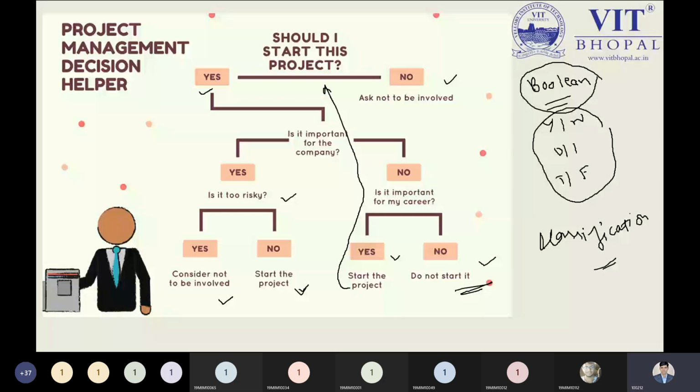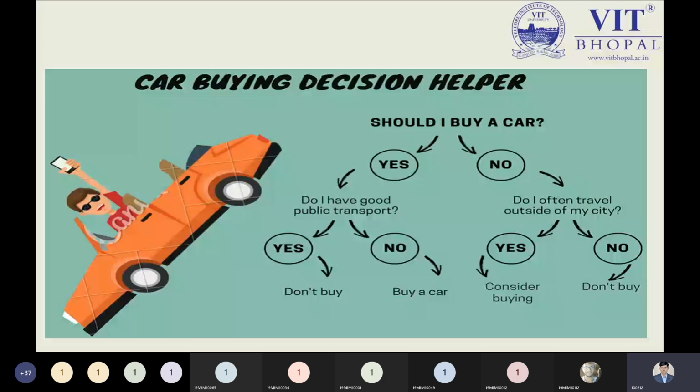The same example I am explaining here: the car buying decision may help. Should I buy a car? Yes, of course you can buy a car. If I am purchasing a car, which option should I choose, yes or no? If I choose yes, I must choose this yes option to purchase a car. But why is it required? This is a big question you should ask before going to yes.